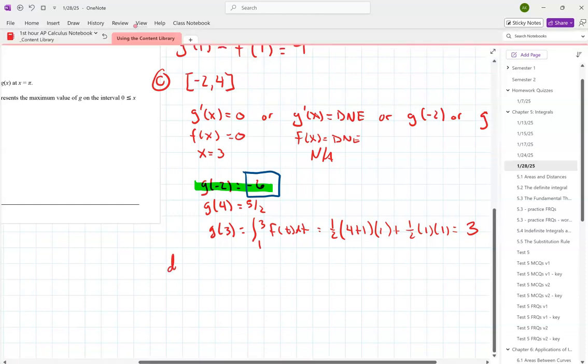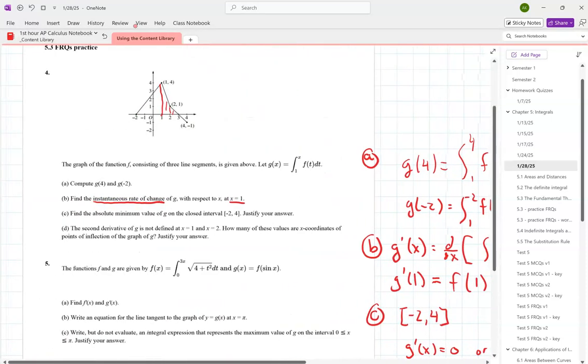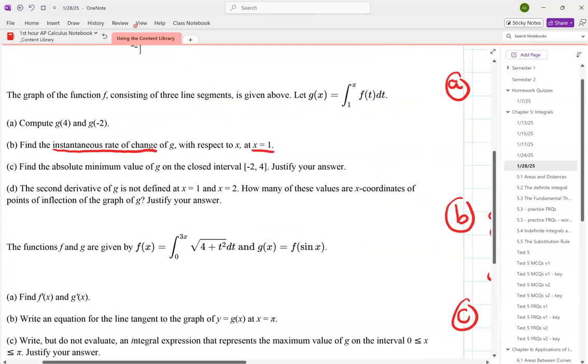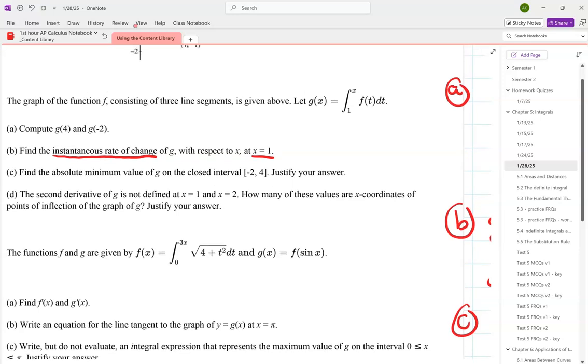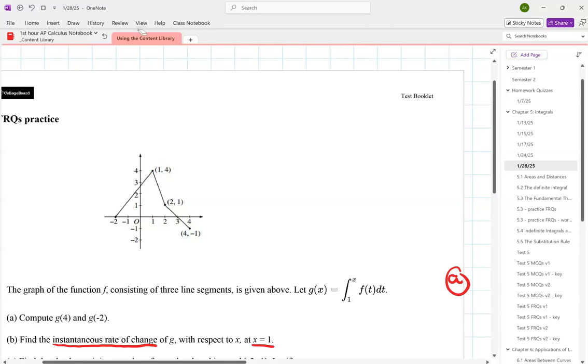And then the last part is D. It says the second derivative of g is not defined at x equals 1 and x equals 2. How many of these values are x coordinates of points of inflection of the graph of g? Justify your answer. So it tells us that these two are places where the second derivative of g doesn't exist. And that should be obvious, Nate. That's what we just talked about a moment ago, because that's where f has a corner, because the second derivative of g is the first derivative of f, and we know the derivative doesn't exist at a corner.